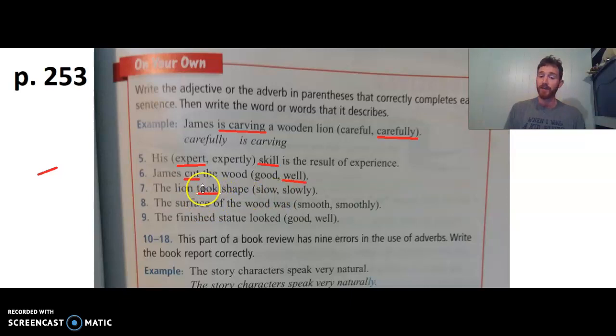How did it take shape? Here we're describing an action verb, so we're going to use the adverb version. Slow can be an adjective. Slowly would be the adverb. Okay, so the lion took shape slowly.